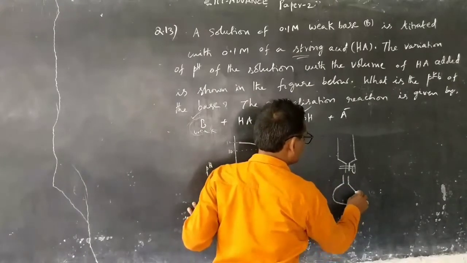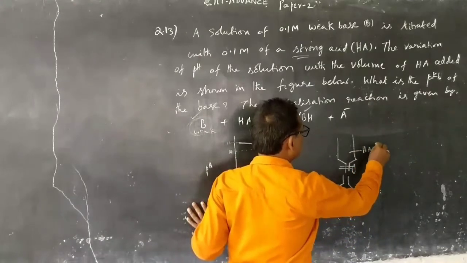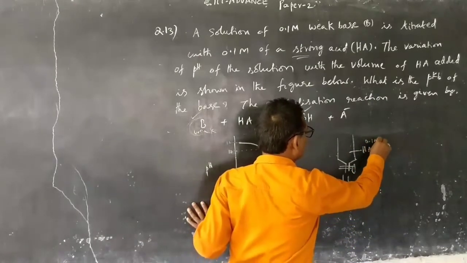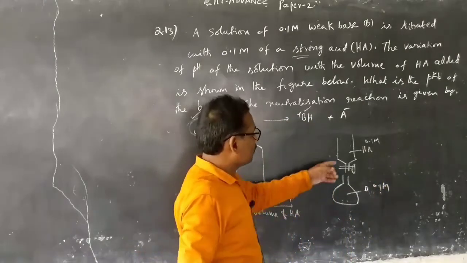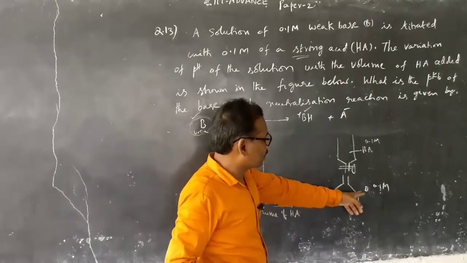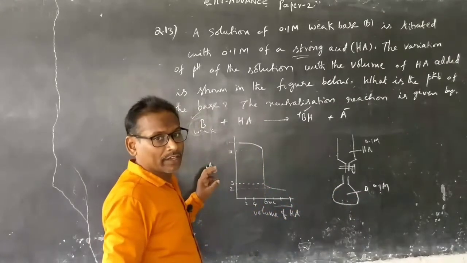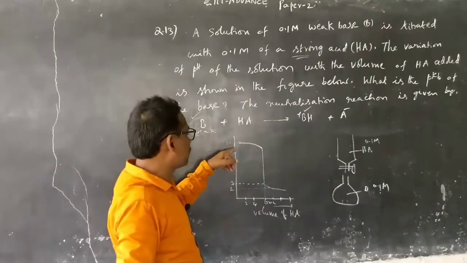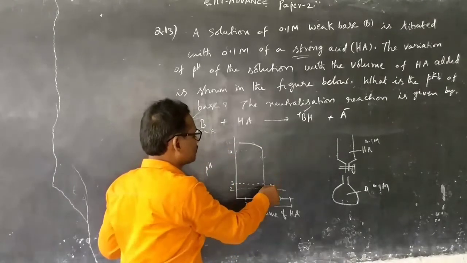It is a titration. They are taking a base here, and acid is added. Both are 0.1 molar each. While adding, initially the base pH is given. Of course, base means a higher value, that is greater than 7. That means the pH initially is here, and the graph is just moving like this.